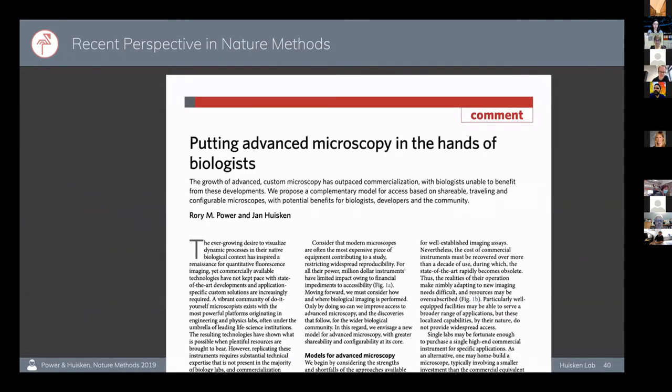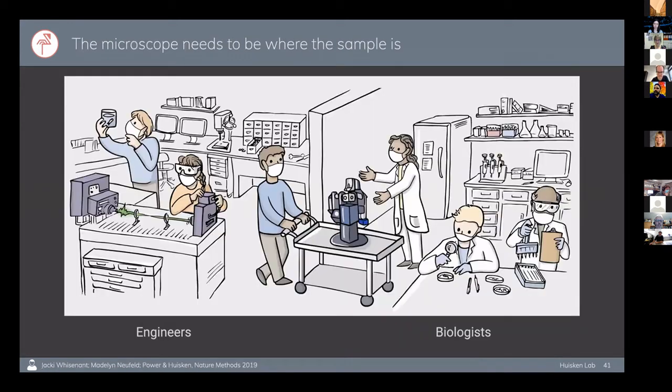And this was very much in line with thoughts that we had earlier already, which are described in this comment here in Nature Methods in 2019, putting advanced microscopy in the hands of biologists. So here we describe the idea, how important it is that the microscope is where the specimen is. And that way you don't have to travel with your precious specimen to the developers, right? Of course, maybe you have to go across the street to a facility, but ideally you don't want to travel all the way to the physicist who may have developed a fancy new microscope.